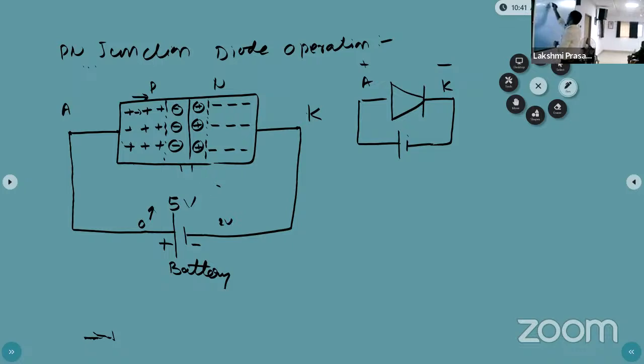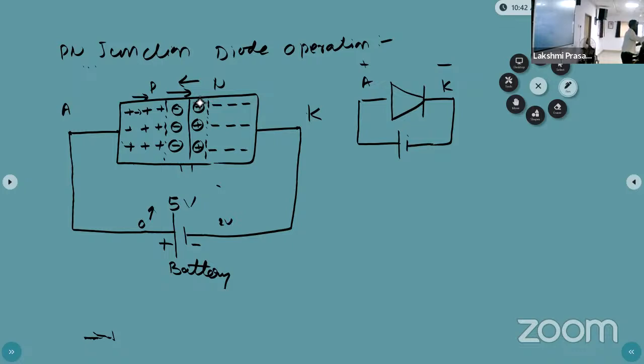Then the electrons are moving. Holes are moving in this direction, and electrons are moving from N to P type. That means the current is passing from N type to P type. The electrons and the holes are moving from N type to P type and P type to N type. So the electron movement or hole movement is there, and the current can flow through the device.